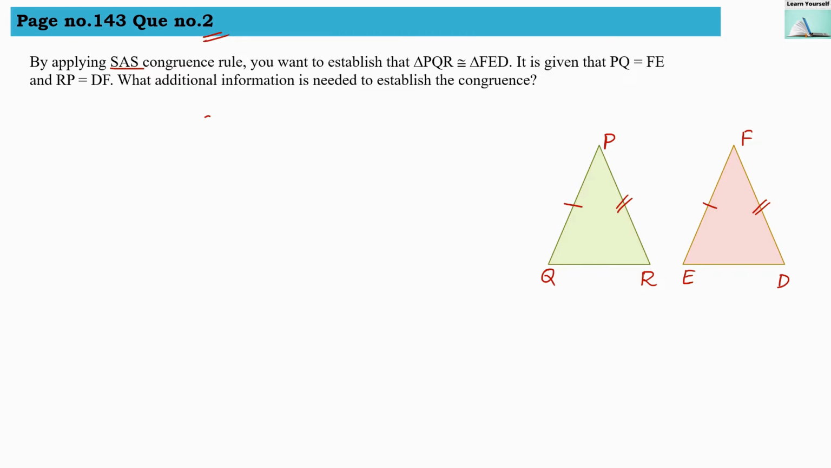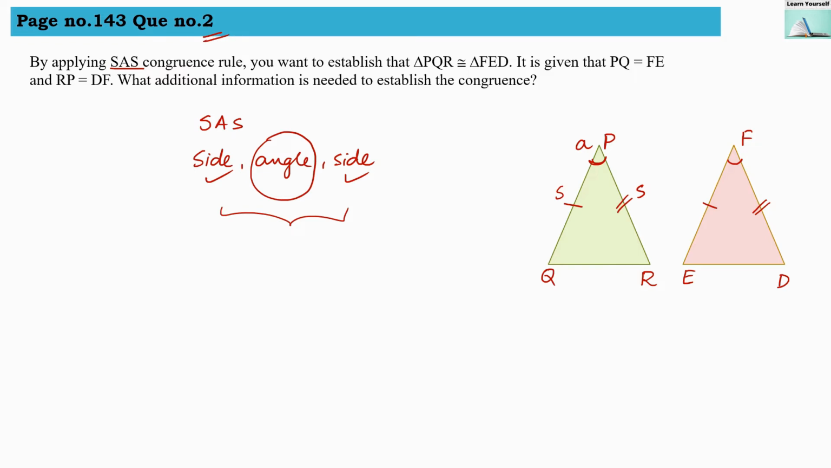Now, which congruence do we have to establish here? SAS. That means we require side, angle and side. These three parts have to be equal in these two triangles. Then only we can establish this congruence. We already have two sides as per the question. We have to find one angle. Now this angle has to be sandwiched between these two sides. So which angle is in between these two sides? Not this and not this. This angle is in between these two sides. So when we say angle P and angle F are equal to each other, then by SAS, side angle side congruence, these two triangles will be congruent to each other.